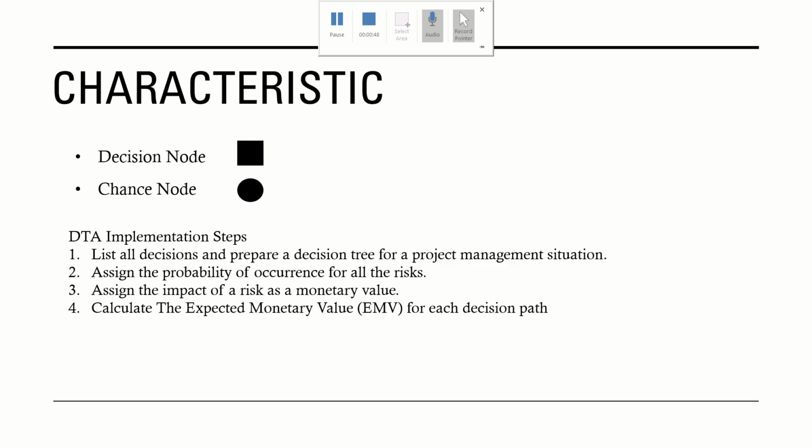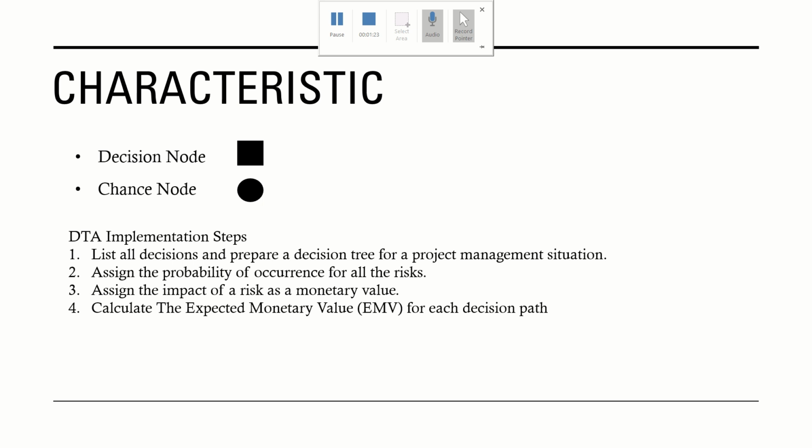The characteristic of this decision tree is that it has a decision node in a rectangular shape and a chance node in a circle shape. How to implement this decision tree analysis is by four steps. The first one is to list all the decisions and prepare a decision tree for the project management situation. The second one is to assign the probability of occurrence for all the risks. The third one is to assign the impact of risk as a monetary value. And the fourth one is to calculate the expected monetary value for each decision path.